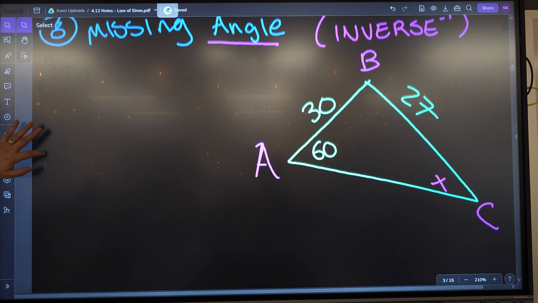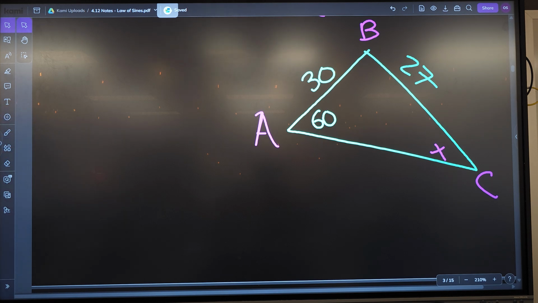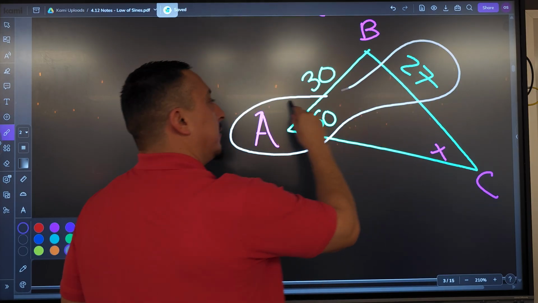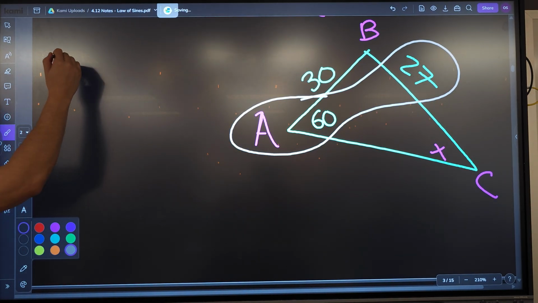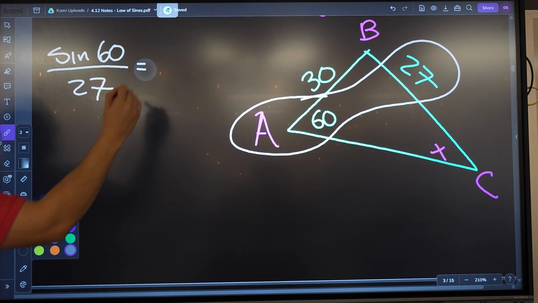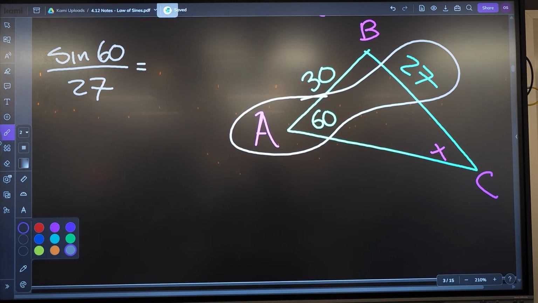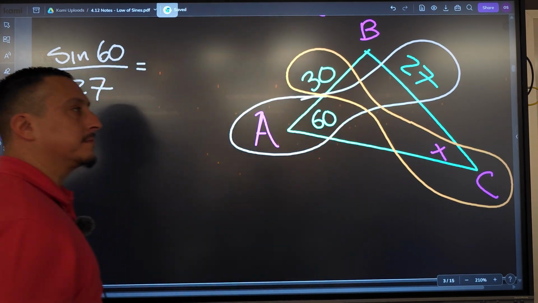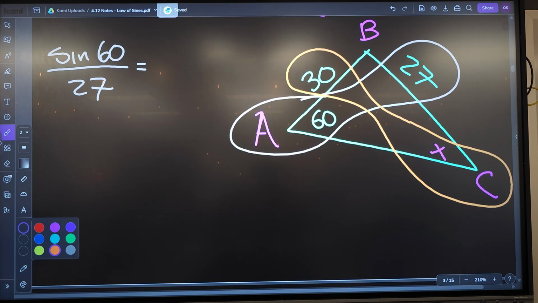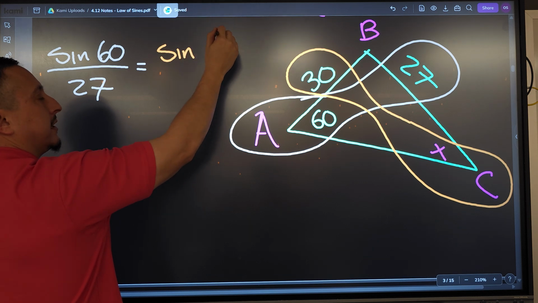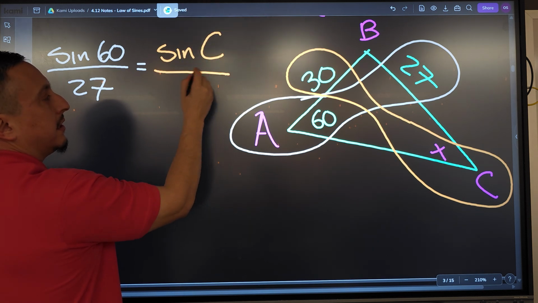So still the setup's the same. Which fraction should we use for sure? A, B, or C? A for sure, okay, because look, we know A. We have all of A. So that one for sure. So sine 60 over 27. What's the second fraction we should use here? C, okay? Because C is what we want. So B would be a really bad choice on this one, okay? So sine of X, I don't know what that is, so I'm going to call it angle C over 30.